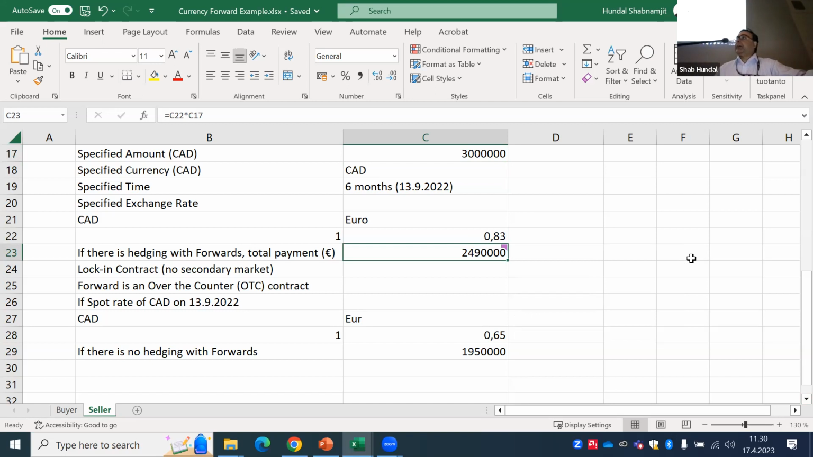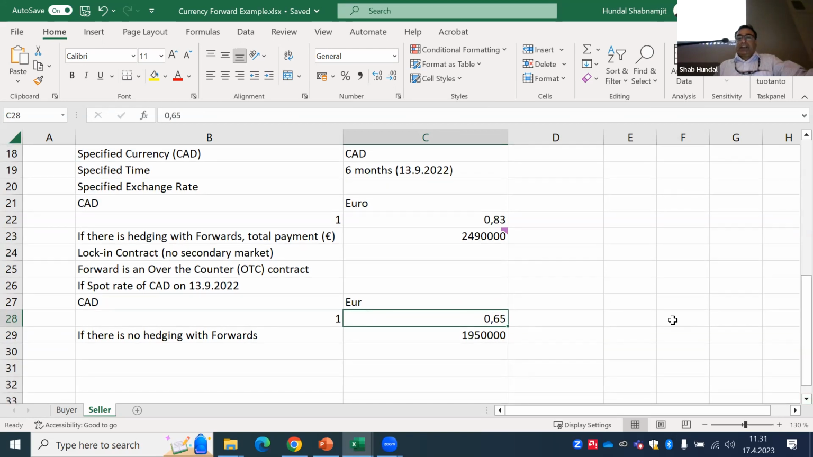You have to provide 3 million Canadian dollars, and the bank will give you 2.49. It's a lock-in contract. No party can back out. There can be serious repercussions if any of them try to. And it's not a secondary market, so even if your contract is cancelled, you can't sell your contract to somebody else. It's between you and the bank. Nothing can happen. And look, I'm just portraying a very bad picture. If you were not in the contract and the rate of exchange would have been this much, you would have lost a massive amount of money.